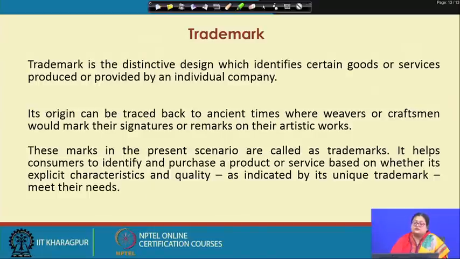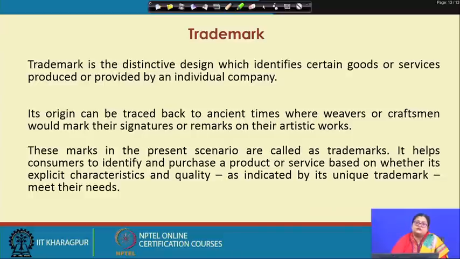Next, we will discuss trademarks. A trademark is a distinctive design which identifies certain goods or services produced or provided by an individual company. It is like a stamp that you get. Its origin can be traced back to ancient times when weavers or craftsmen would mark their signatures on their artistic work, which gives it a sort of stamp, like this has been produced by me. These marks in the present scenario are called trademarks.